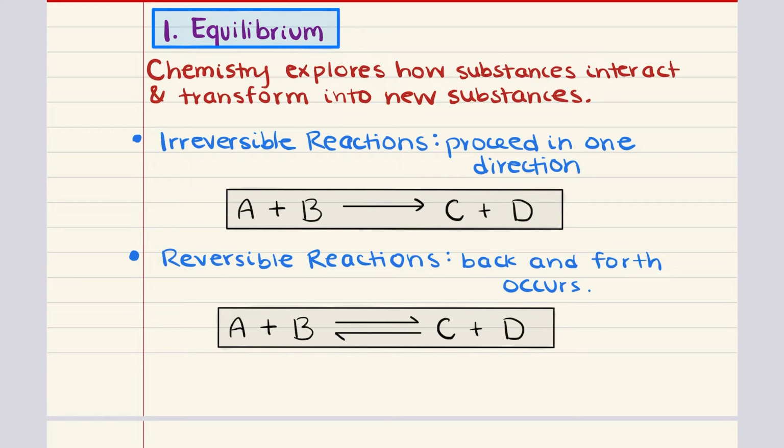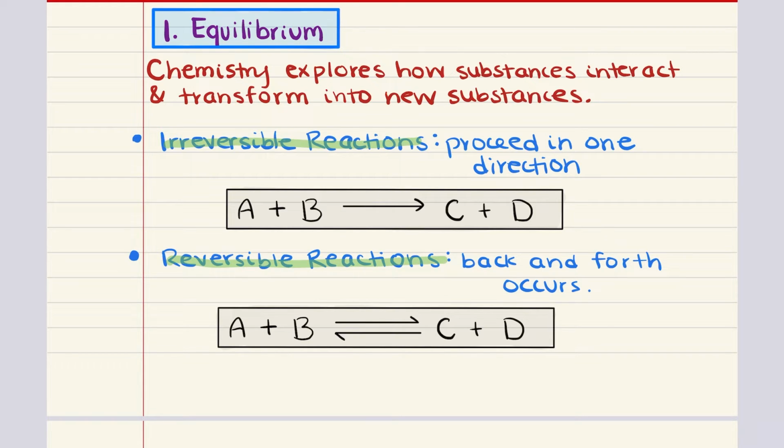Chemical reactions can broadly be classified into two categories based on their directionality. The first category is irreversible reactions. These reactions proceed in one direction. Once the reactants are converted into products, the reaction stops because the products do not readily convert back into the original reactants. An example is the combustion of gasoline, which releases energy in gases that do not easily reform into gasoline. The second category is reversible reactions.